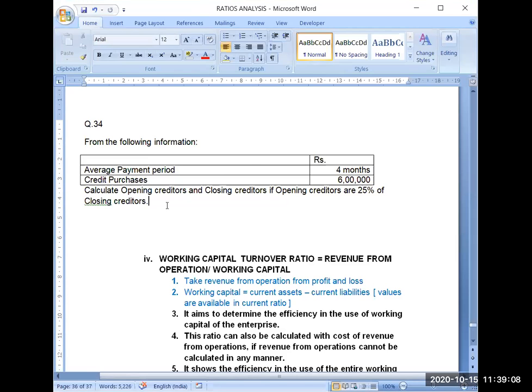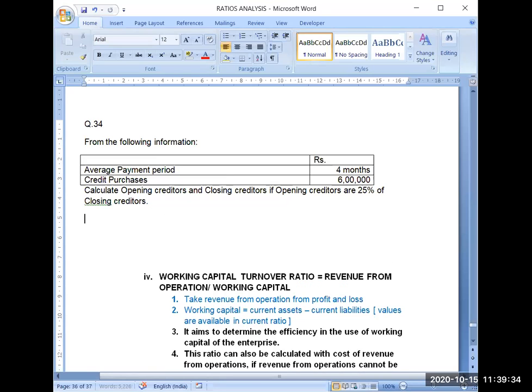Now our next question for trade payable turnover ratio. It is saying from the following information, and the following information is average payment period is given, credit purchases are given. You have to calculate opening creditors and closing creditors, if opening creditors are 25% of closing creditors. So again, an equation is given.